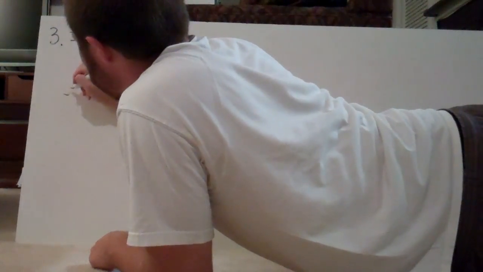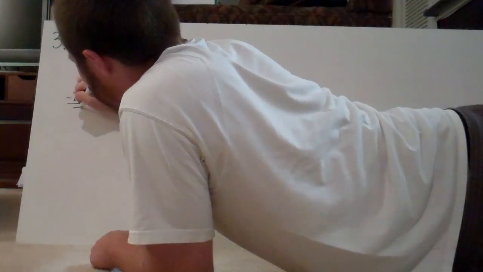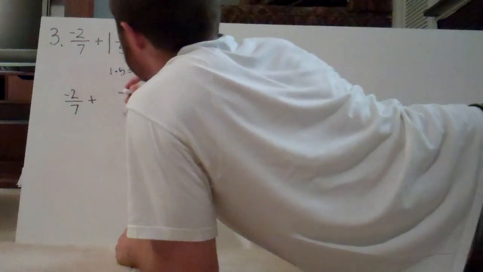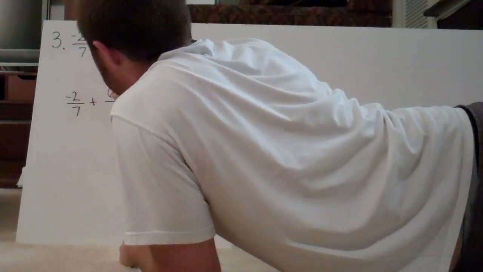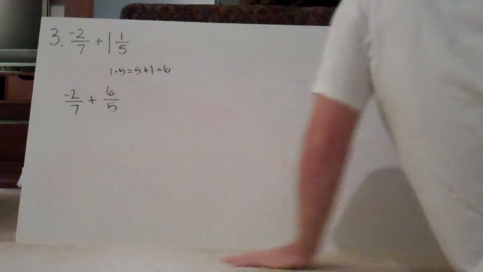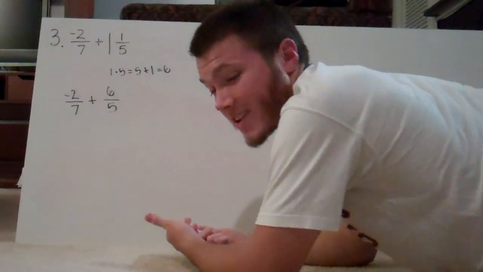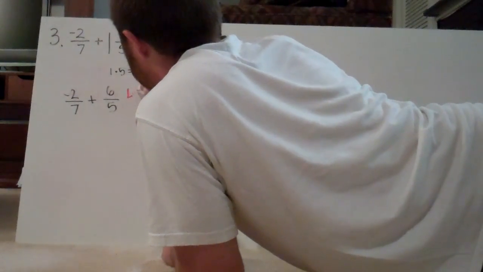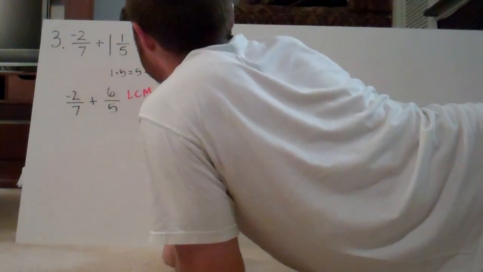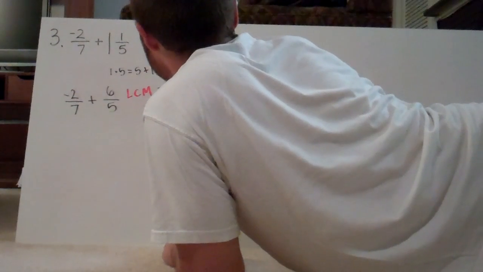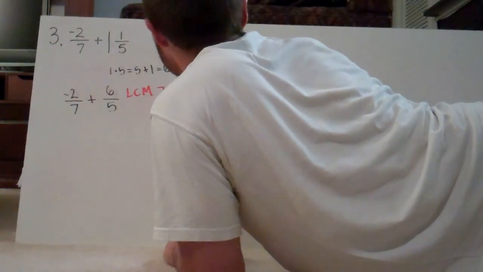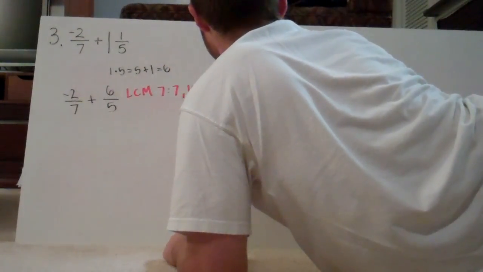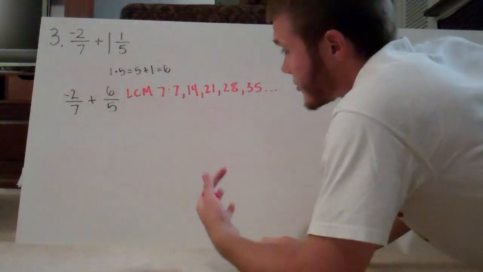Negative 2 sevenths plus 6 fifths. Alright. Well, I can't just add these fractions because the denominators are different. So I need to find the multiples of 5 and 7. LCM of 7. We got 7, 14, 21, 28, 35, okay, and so on.